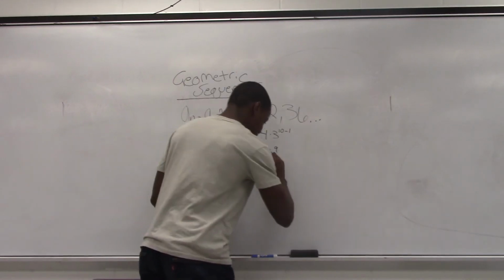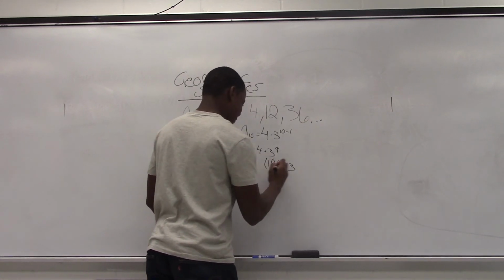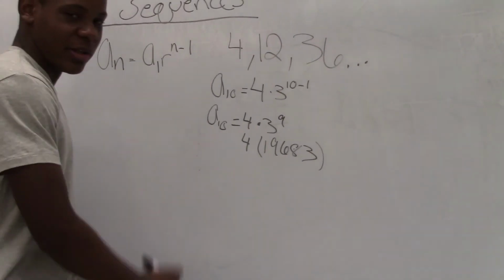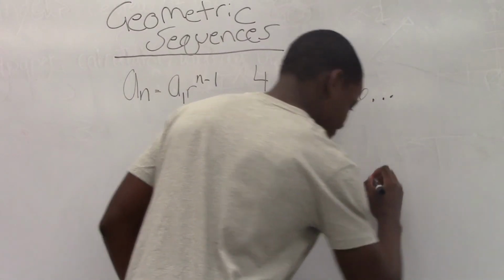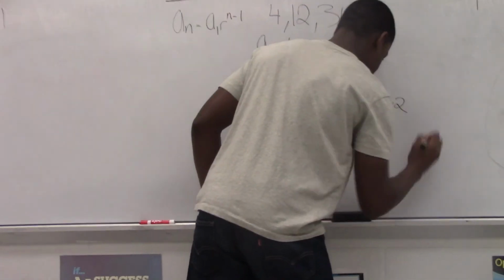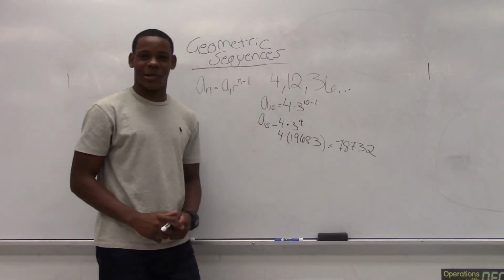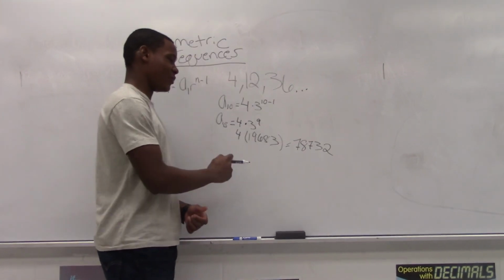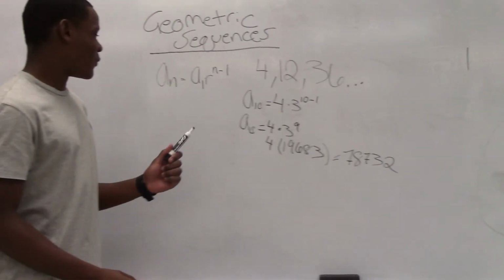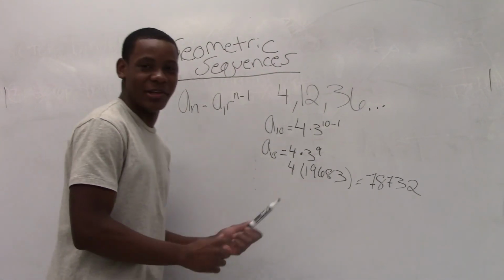3 to the 9th power is, then you're going to multiply it by 4. And when you multiply that, you get 78,732. And that's the 10th term. So this geometric sequence, you can use the explicit formula to find any term in the geometric sequence.